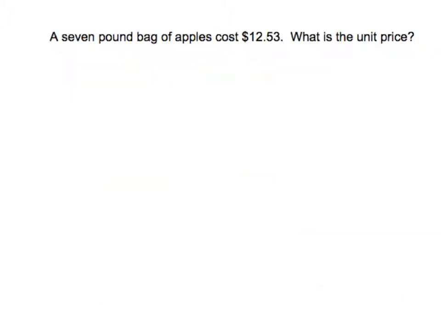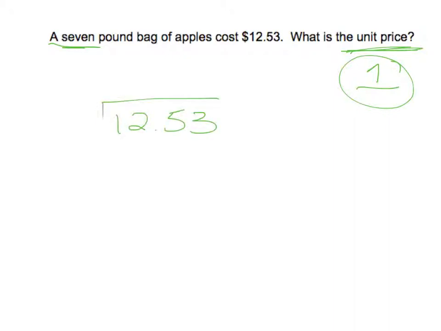For the next one, it says a 7-pound bag of apples cost $12.53. What's the unit price? So the word here is unit price. Unit price is asking, instead of how much 7 cost, I just want to know how much 1 costs. So to do this, it's very simple. We can say 12.53 is the price for 7, so we will divide that by 7.